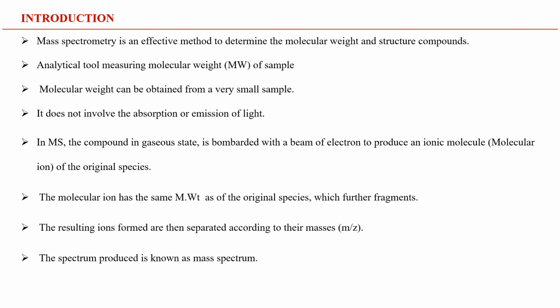Sometimes this molecular ion will be further fragmented, so the fragments' molecular weights are also identified by using mass spectrometry. At the end, we get one spectrum, which is called the mass spectrum. In this mass spectrum, the x-axis is represented with the m/z ratio or m/e ratio, that is nothing but mass by charge ratio, and the y-axis is represented with the relative abundance.